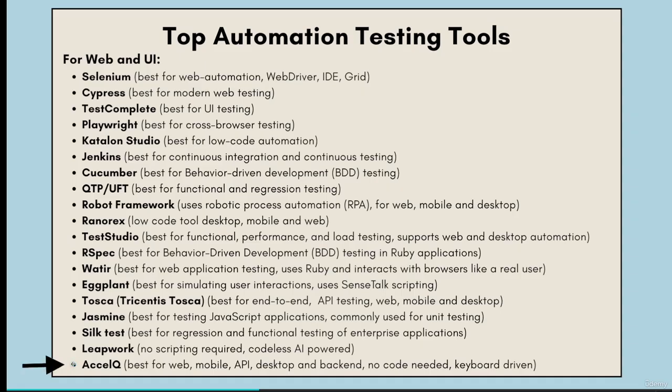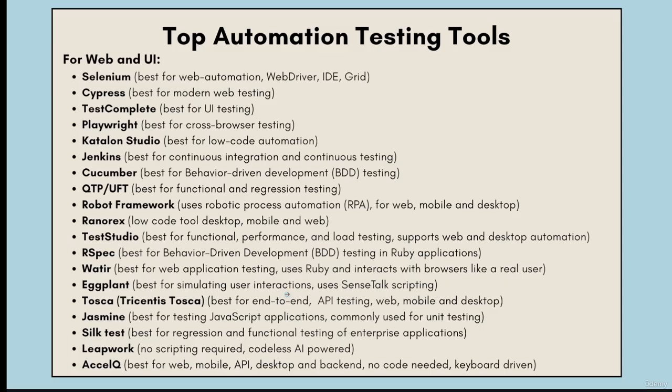And Axe Q. This one is best for web, mobile, API, desktop, and backend. There's no code needed. It's keyword-driven. It's also commercial type. It's basically codeless automation for multiple platforms. So no coding needed. And it's popular because it's cloud-based, it's easy to use, and it also integrates well with DevOps tools.